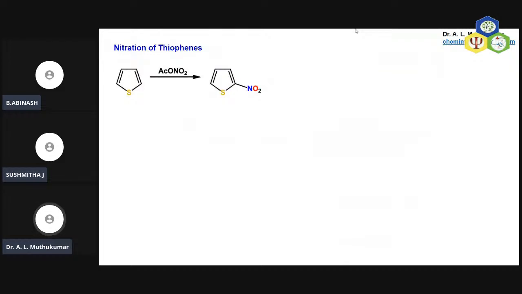The first reaction is nitration of thiophene. We have already discussed the basic mechanism. Thiophene has to be treated with acetyl nitrite, and as a result you introduce the nitro group. Very simple reaction. The nitro group will attack here and this group will leave. As a result, the nitration takes place at the C2 position of the thiophene molecule.